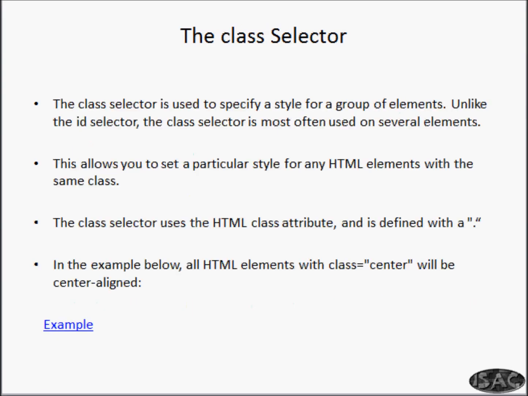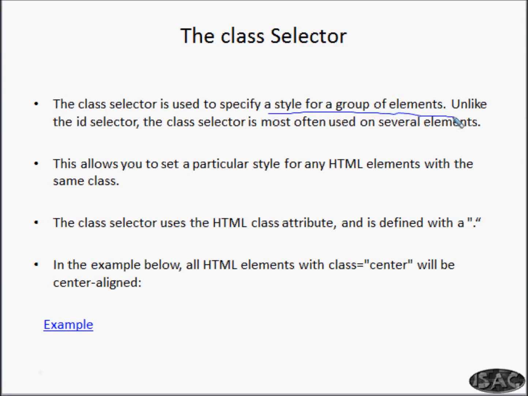The class selector is used to specify a style for a group of elements, right? Unlike the ID selector, the class selector is most often used on several elements. So this allows you to set a particular style for HTML elements with the same class, right? The class selector uses the HTML class attribute and is defined with a dot. In the example below, all HTML elements with class center will be center aligned.